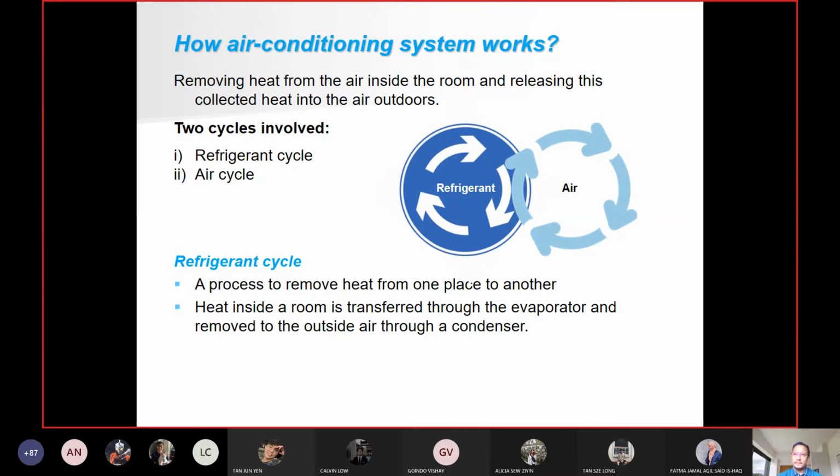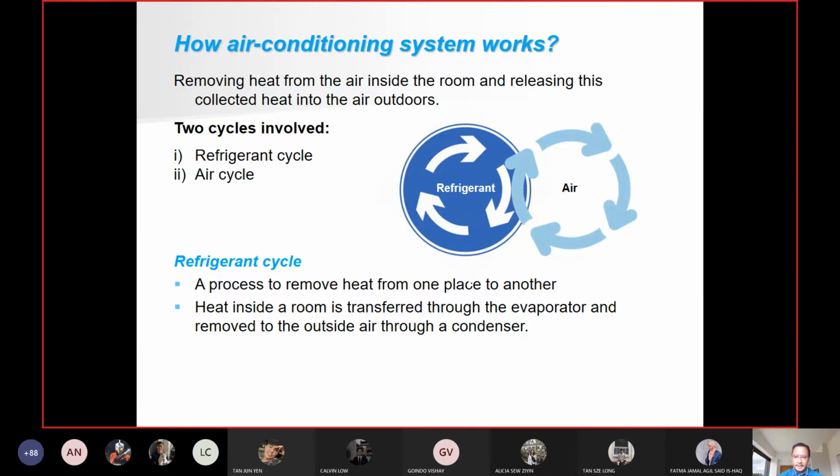If you have seen maybe your parents or yourself call the aircon contractor to do maintenance of your aircon, maybe you have seen them injecting some gas into the aircon pipes. But for a larger air conditioning system, it uses water as the refrigerant.